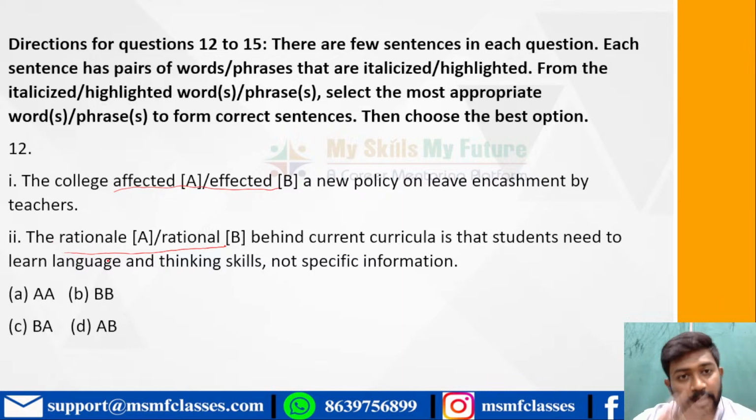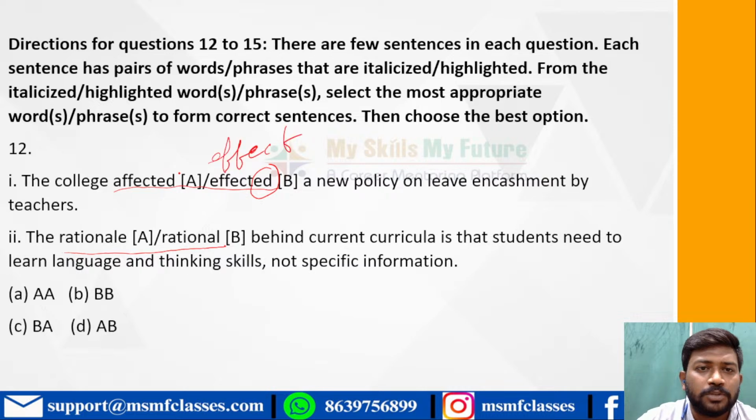So let me read the sentence first of all. The college affected or effected, which is the verb form actually. We don't have affected, it is effected only. So you can eliminate this one. The college effected a new policy. Next, rational and rational. What is the meaning of this rational? This rational is logical, and this rational is a set of reasons.